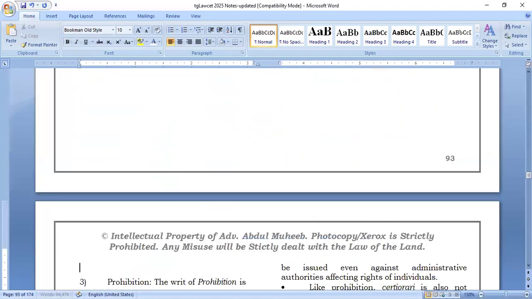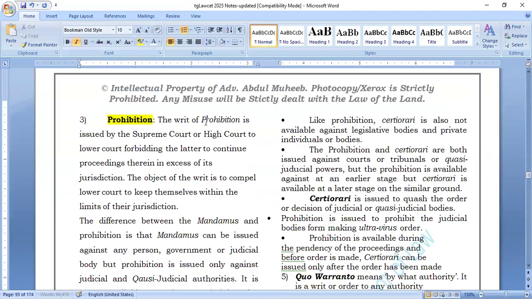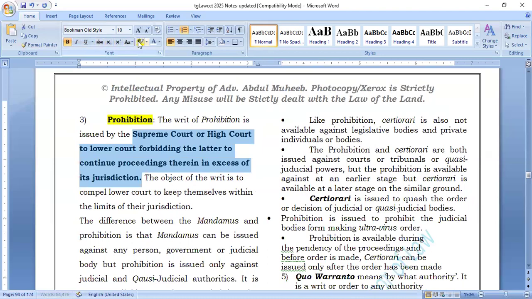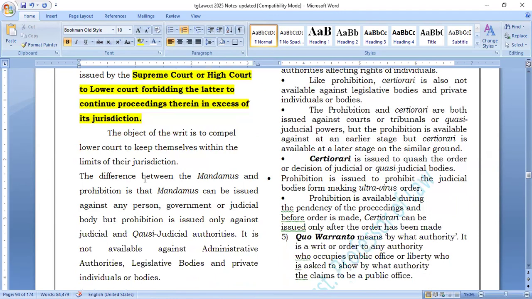You have prohibition. Third, it is prohibition. What is prohibition? The writ of prohibition is issued by the Supreme Court or High Court to a lower court, forbidding the latter to continue proceedings in excess of its jurisdiction. जो अपने दायरे से बाहर चले गए तो उसको रोकने के लिए सुप्रीम कोर्ट और हाई कोर्ट will issue the writ. Next.